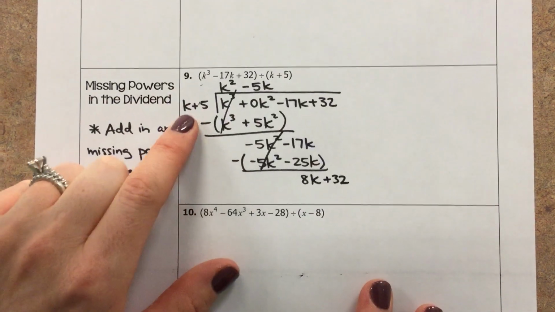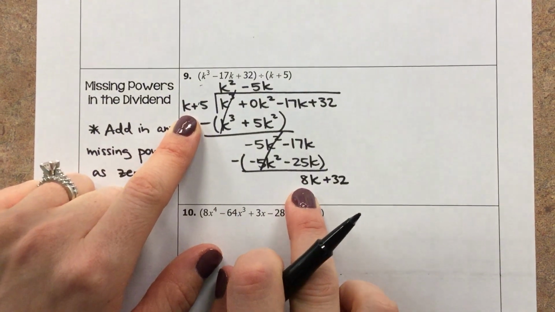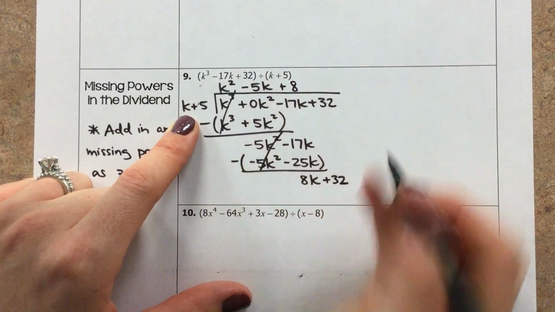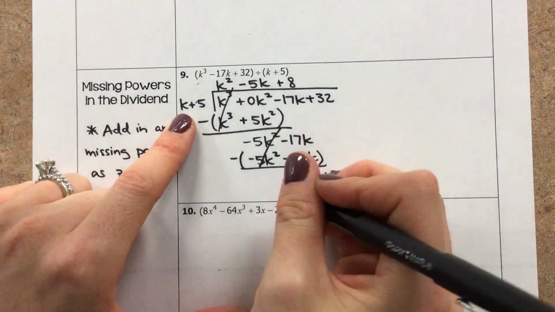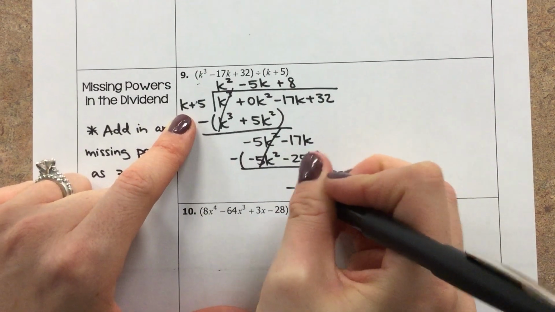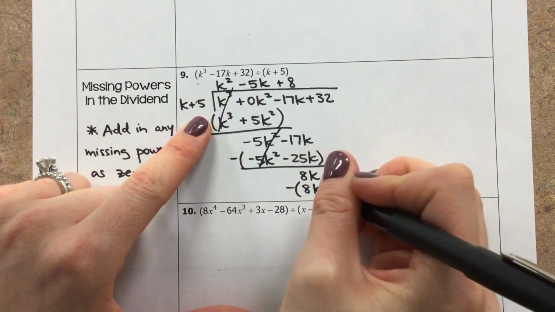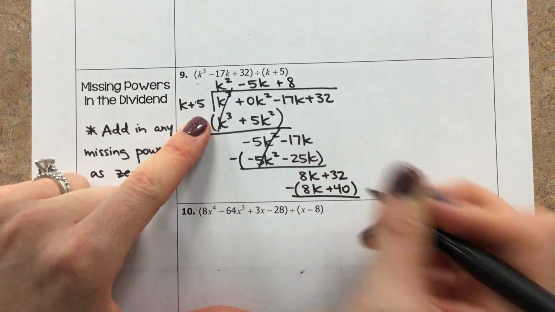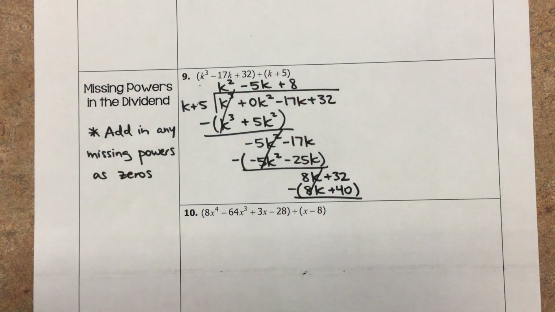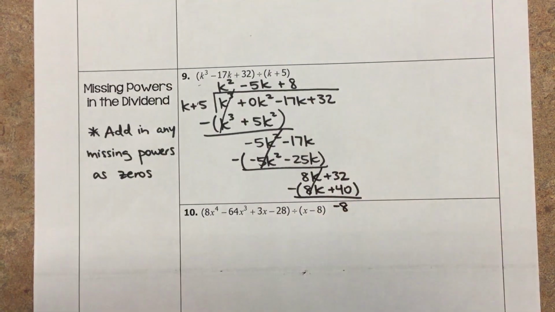So one last time, what do I multiply k by to get 8k? That would be an 8. Multiply 8 times k plus 5 and subtract. So I have 8k plus 8 times 5 is 40. And subtract. These guys cancel. I have 32 minus 40, which is a negative 8.